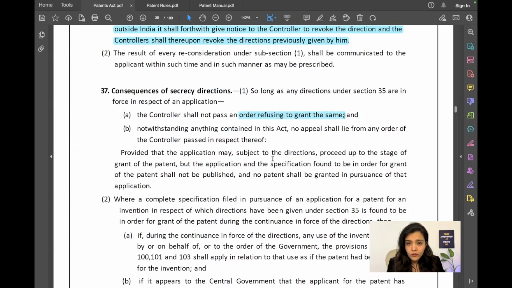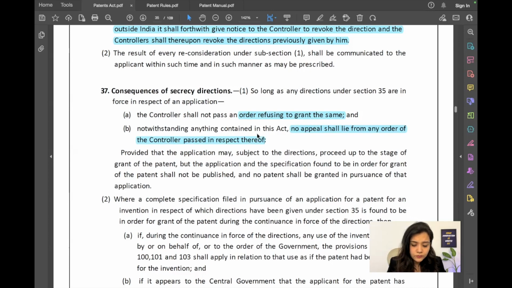Why? Because whenever there are secrecy directions, the controller will not refuse your patent. It will not grant your patent either, because the patent is not published. So the controller cannot pass an order to refuse the grant of the same. That means the controller is not currently taking any action on your patent. Then, notwithstanding anything contained in this act, no appeal shall lie from any order of the controller passed in respect thereof. So there shall be no appeal from any order of the controller passed in respect of the applications which are currently under secrecy.